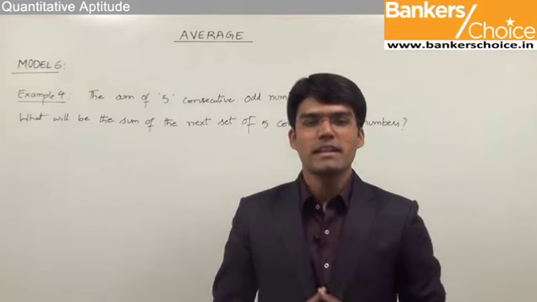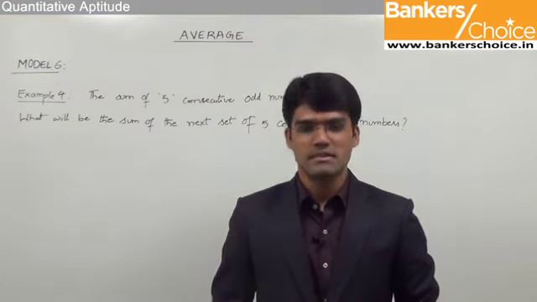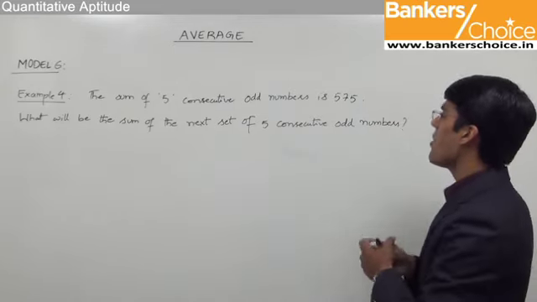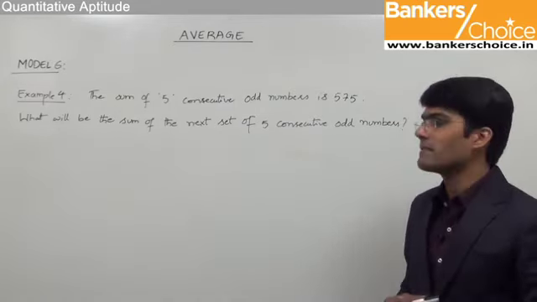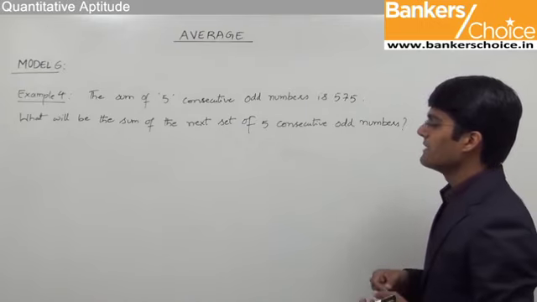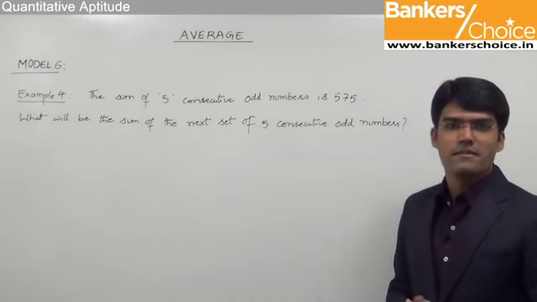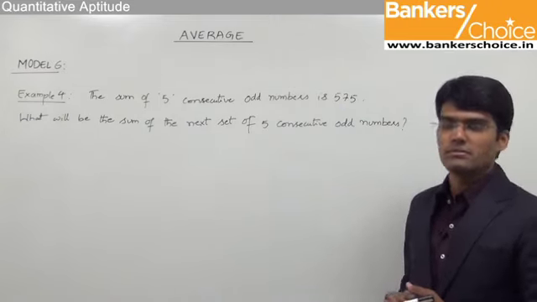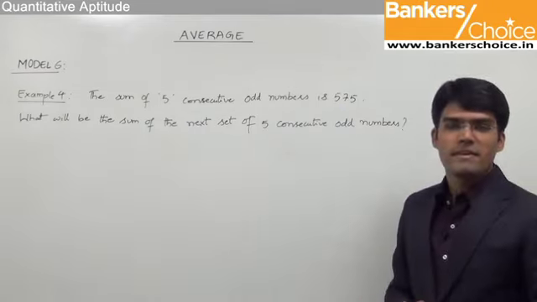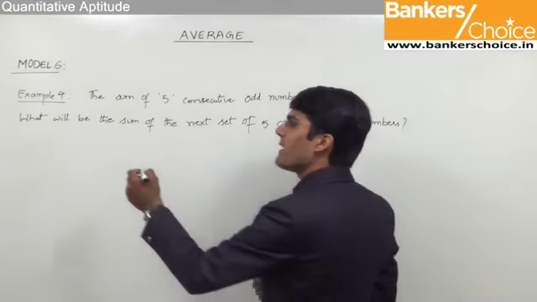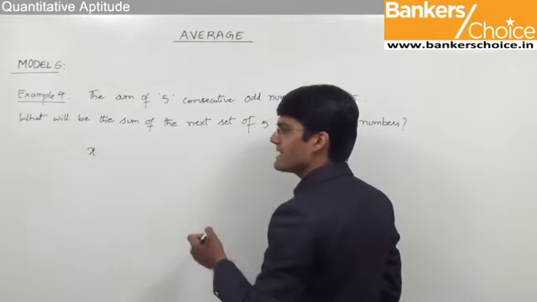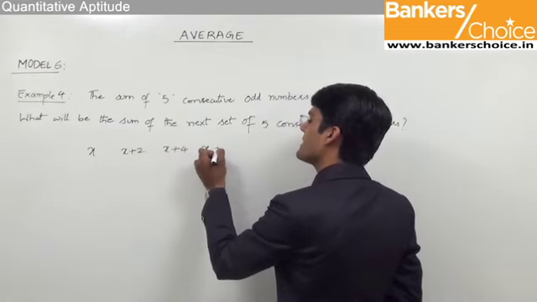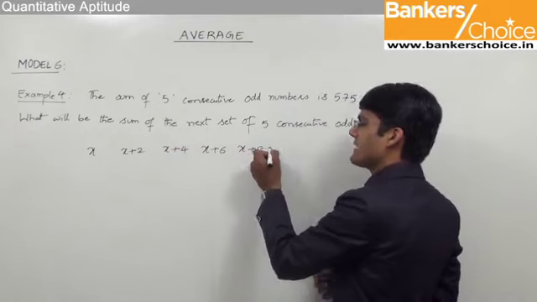Let us now look at one of the interesting questions from consecutive numbers. The question here is, the sum of 5 consecutive odd numbers is 575. So what will be the sum of the next set of 5 consecutive odd numbers? So as given, we have a set of 5 consecutive odd numbers whose sum is 575. Now as discussed, 5 consecutive odd numbers can be taken as x, x plus 2, x plus 4, x plus 6 and x plus 8.